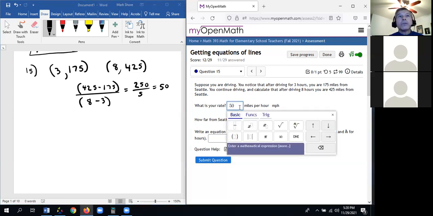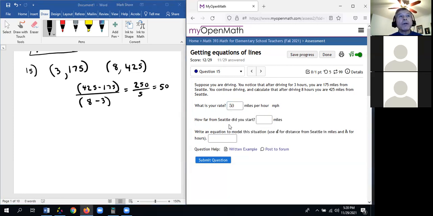Now this looks a little different. How far from Seattle did you start? Okay, that's going to give you your y-intercept here, because the y-intercept is what it was at the start, like the whale, the very first problem. What was the weight of the whale at birth? That would be the y-intercept. But this one doesn't give you a y-intercept. You've got to get the y-intercept. Well, how could I get the y-intercept?